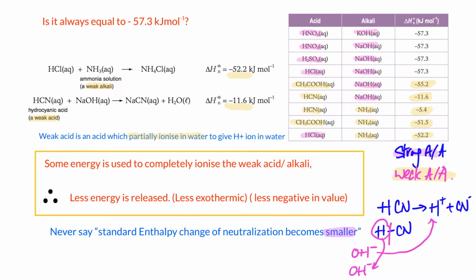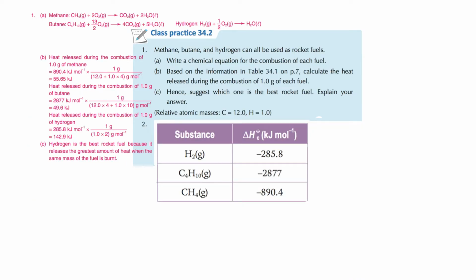So these are the key parts of the standard enthalpy change of neutralization. If it includes a weak acid, energy is used to completely ionize the weak acid. Therefore the whole reaction will be less negative, with less energy released in the process. Get it? So let's have a look at some exercises.